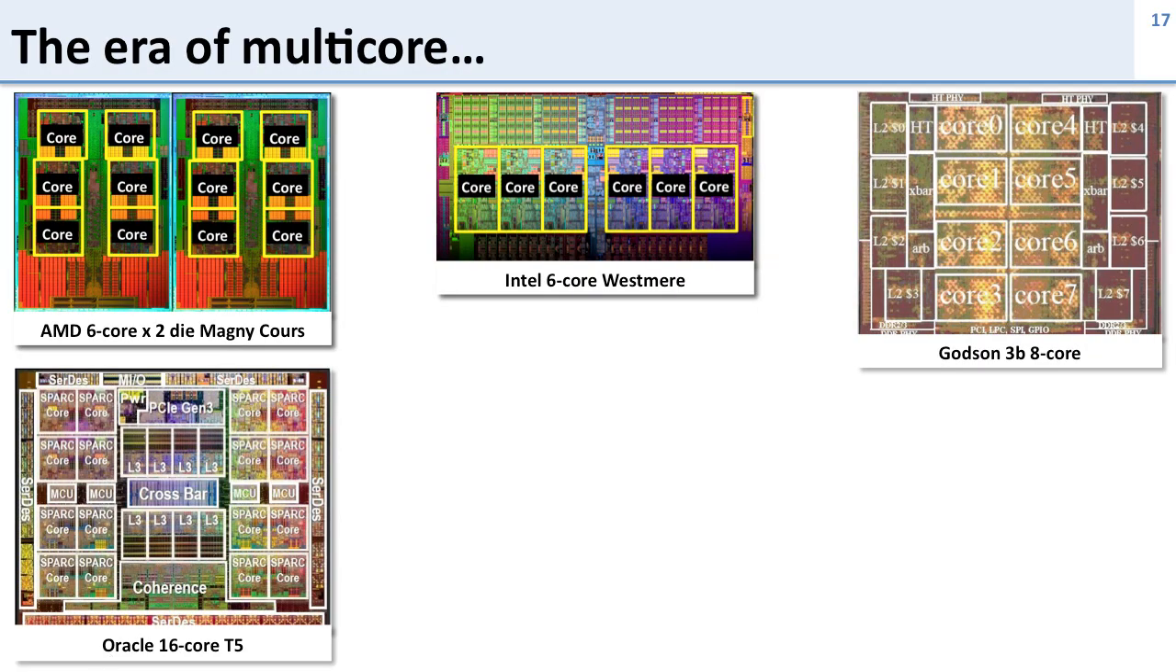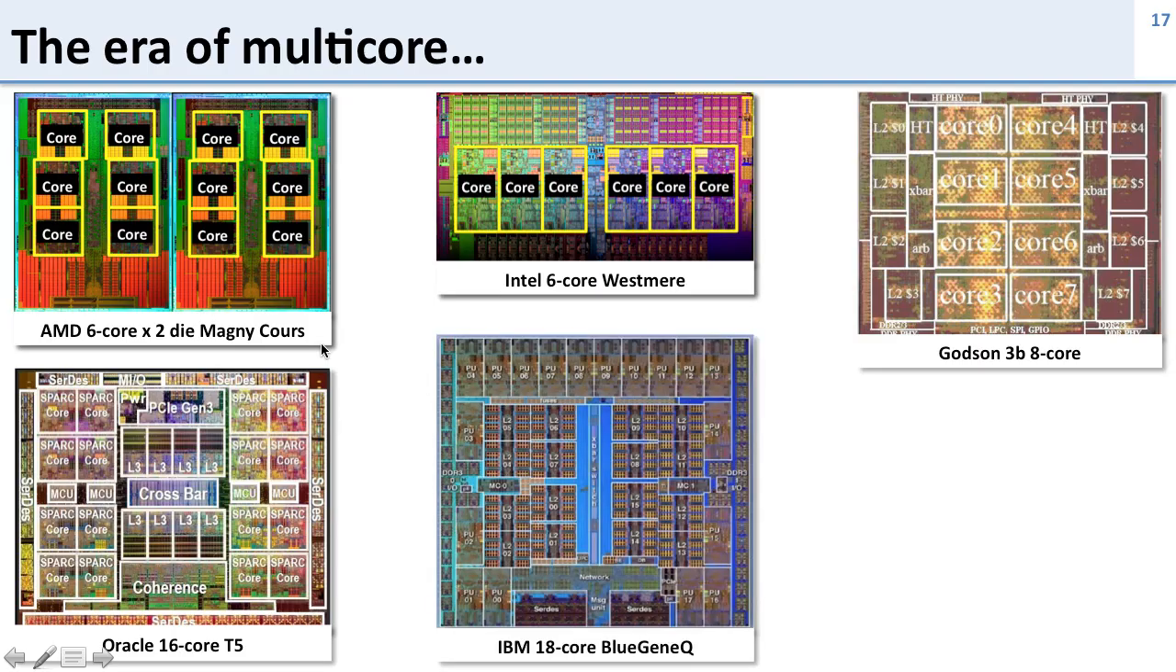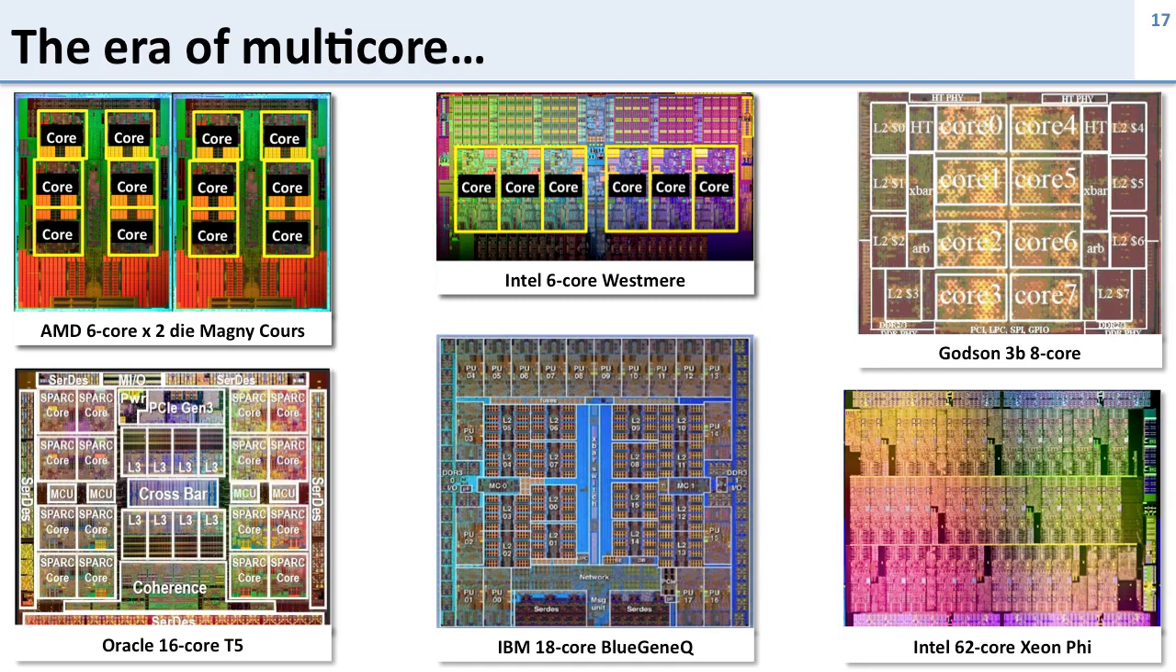Here's an Oracle SPARC processor. It has 16 cores, and again you see here are all the cores, and then here's all the cache. And if you notice, the SPARC processor has much less cache per core than either the Intel or the AMD processors. It's because they're optimizing for different things. Here's IBM's 18-core Blue Gene Q. You can see all of the cores are here around the edges, and you've got the huge cache sitting in the middle. And this chip is designed for large-scale scientific computing. And here's Intel's new 62-core Xeon Phi. This is also designed for scientific computing. And here you don't see a large cache because each of these cores has a cache inside of it. And together all of those caches add up to one big cache.